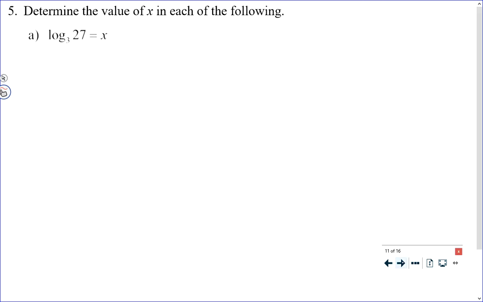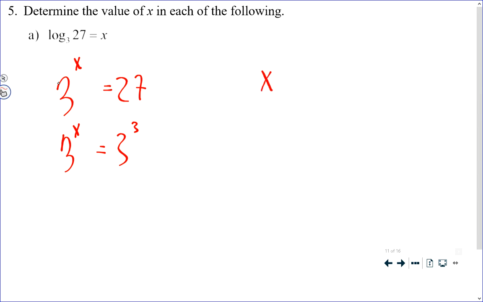Determine the value of x in each of the following. So we have 3 raised to the x equals 27, and we have to solve that. With a little bit of thought, you will understand that 27 is 3 cubed, so x is equal to 3.